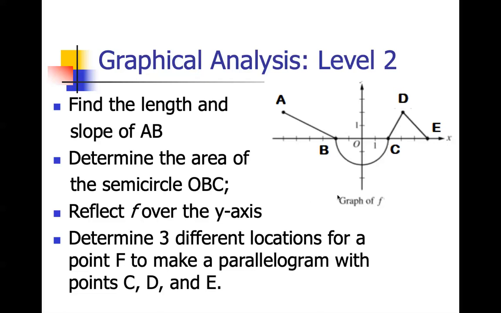So the image we have this time, we found one that had a semicircle in it, and we figured finding areas of circles or perimeters of circles and things like that would also tie in with the geometry. So a couple things that kids would be doing at a geometry level might be finding the length and slope of the segment AB, reviewing finding slope, but also using the distance formula at this level. Determine the area of the semicircle.